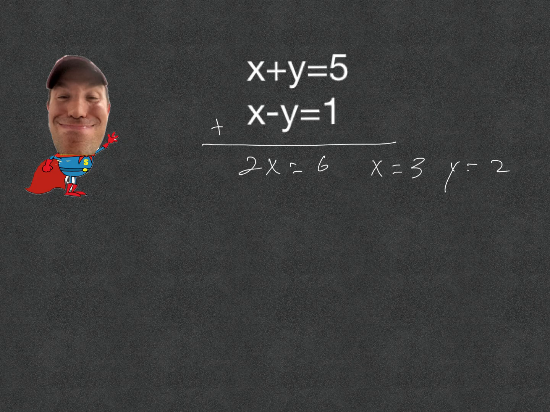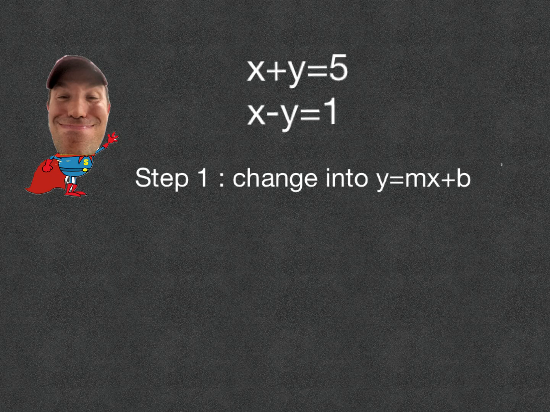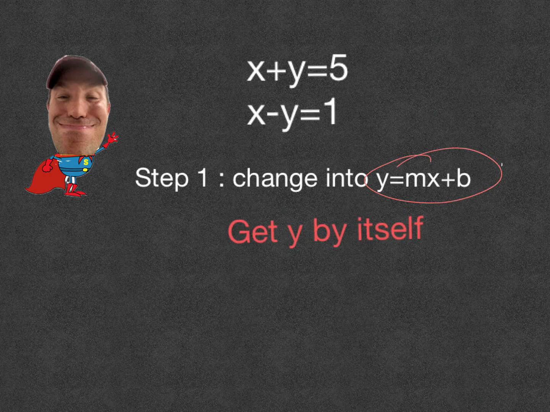The first step is to change the form of these two. What do I mean? I mean we want y equal to mx plus b. Step one is to change into y equal to mx plus b. It'll make it so much easier to graph. You can also think about this as getting y by itself.